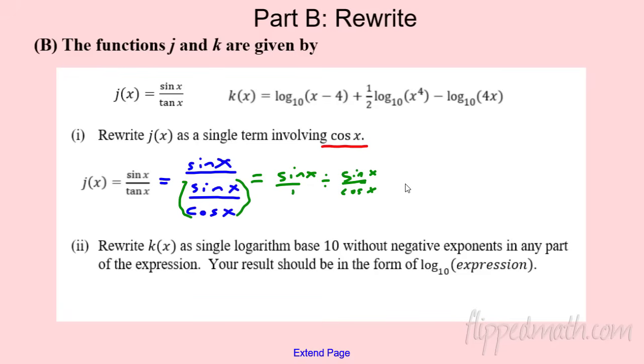You're going to flip that bottom fraction and multiply. So I'm going to say, hey, the sine of x over 1 if you want, times, let's flip that over, I've got cosine x over sine x. And why is that good? Well, I can cancel these bad boys out. And look at that, I am done. I've made that cosine x. Awesome. Very, very nice. So that's cool.